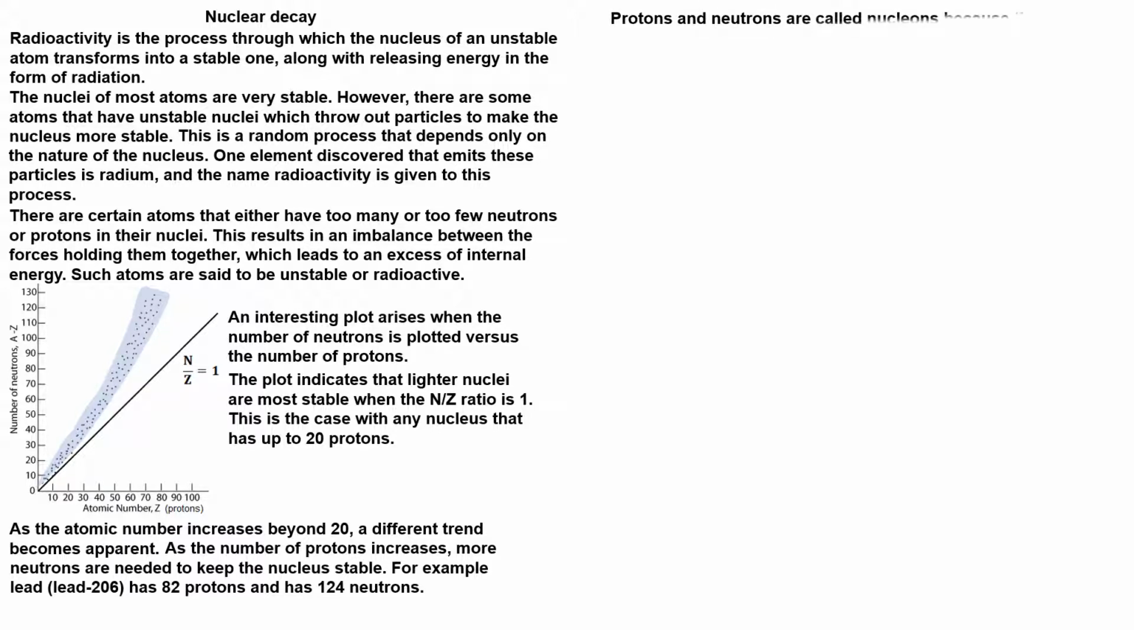As the atomic number increases beyond 20, a different trend becomes apparent. As the number of protons increases, more neutrons are needed to keep the nucleus stable. For example, lead has 82 protons and has 124 neutrons. The blue band indicates the region over which stable nuclei occur. Unstable nuclei occur outside this band. Protons and neutrons are called nucleons because they are in the nucleus.